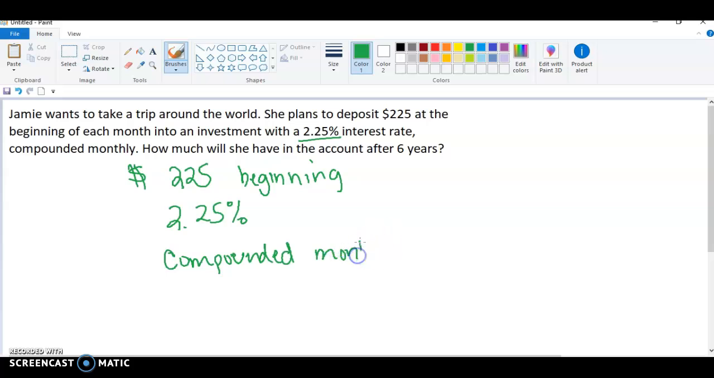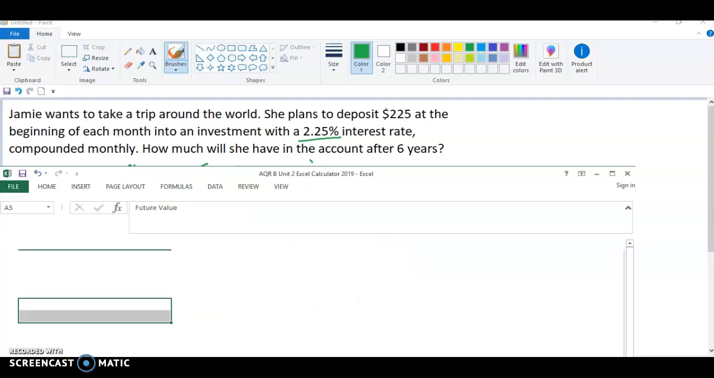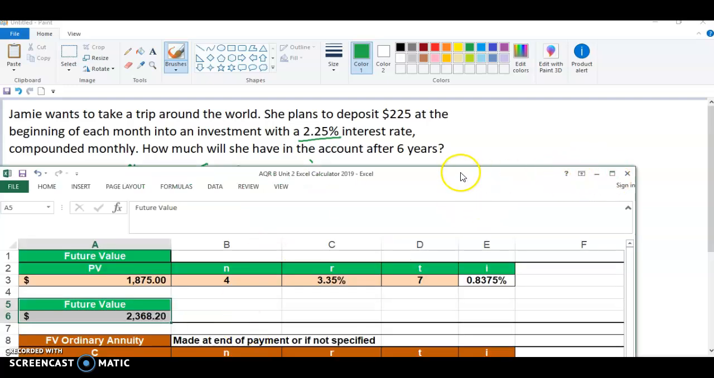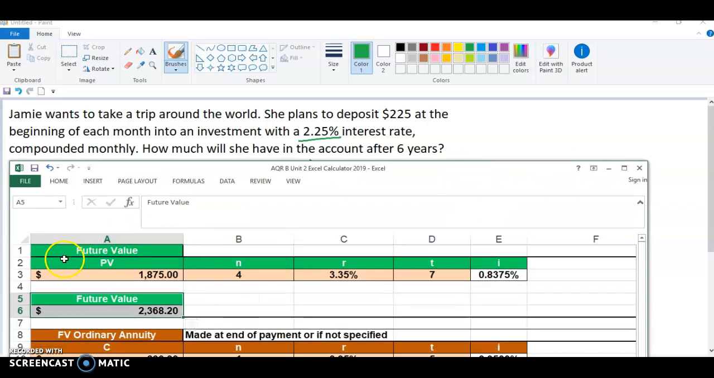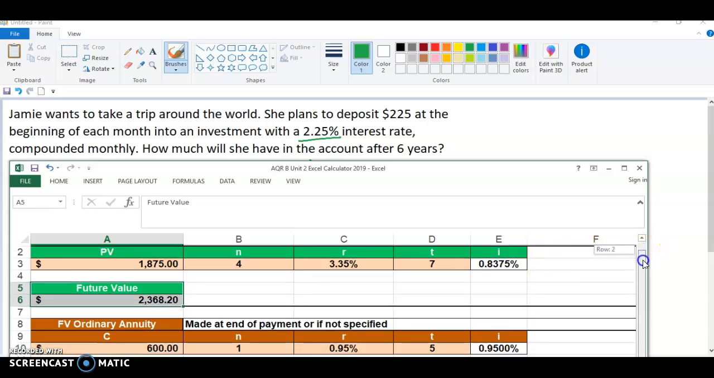And we want to know how much money she's going to have in this account after 6 years. So after 6 years. So right now we want to know what the future value is. So when I pull up my Excel calculator, I want to make sure I'm on the future value tab, which I am, and I'm going to scroll down pretty slow right here.